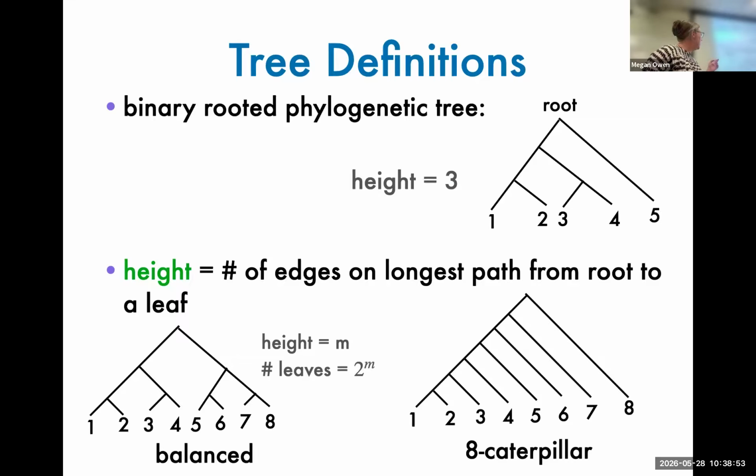For a balanced tree of height m, there are 2^m leaves. There are going to be a lot of numbers, but I think they can more or less be ignored, so don't feel like you have to get too hung up on them. These are the two extremes. Yeah, exactly.